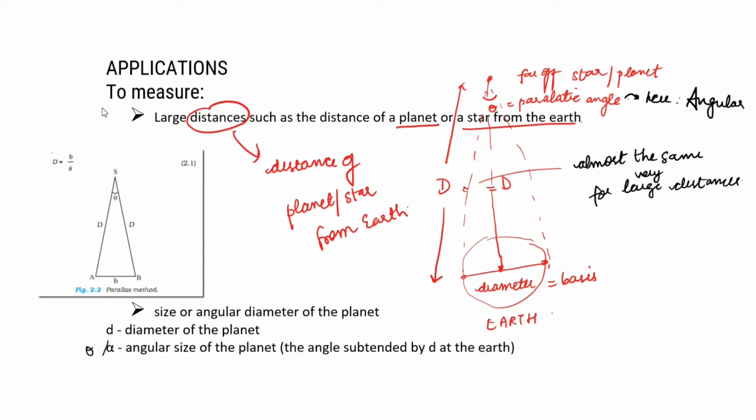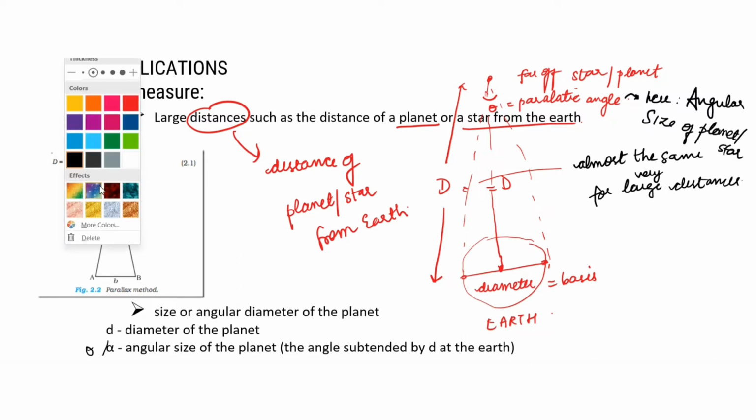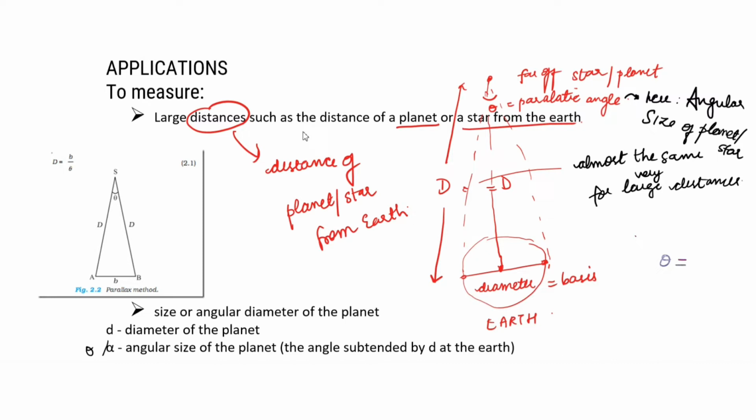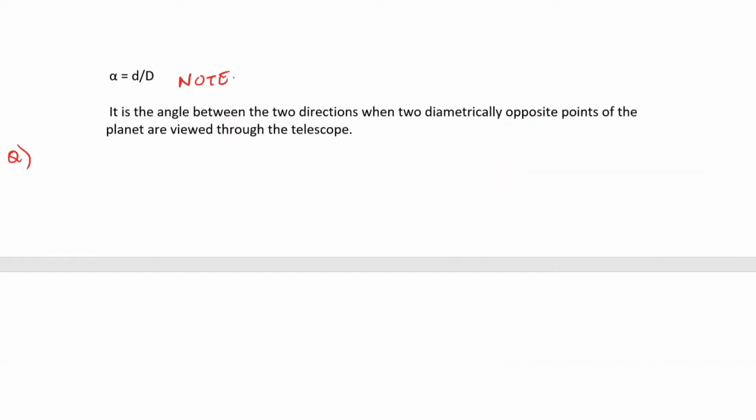This is just like what we saw earlier, that S is equal to r theta. Didn't we see? That is, arc length is equal to radius into the angle theta. This is very similar to that.